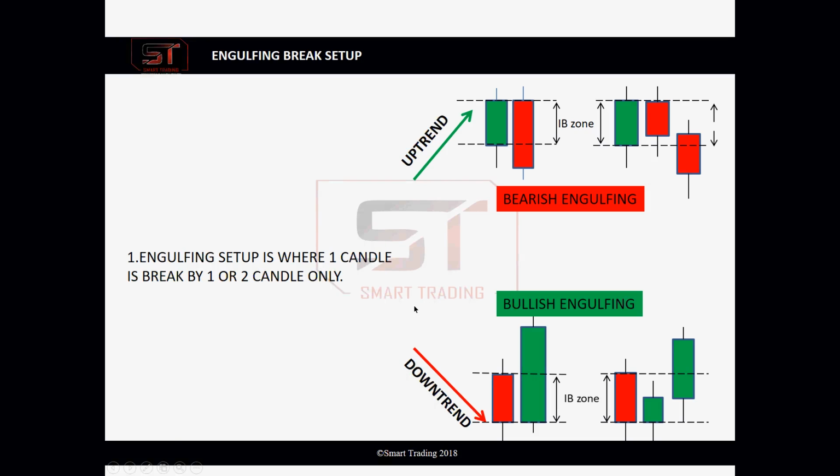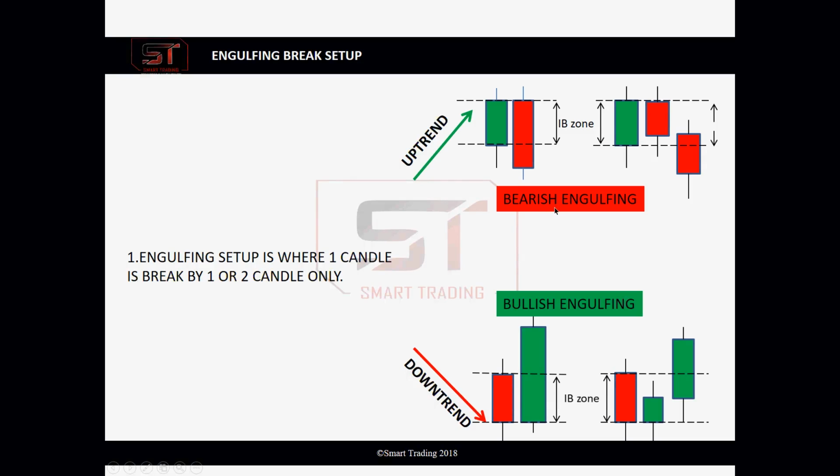The engulfing break setup is either 1 versus 1 or 1 versus 2. This is an example of a bearish engulfing. What we're looking at over here is an uptrend. The market is going up, and then this is the highest candle, at which there's a bear candle, a sell candle, that managed to break the IB zone. This is what we call a bearish engulfing. Over here is also the same, because here we have 1 versus 1, and on the other side we have 1 versus 2.